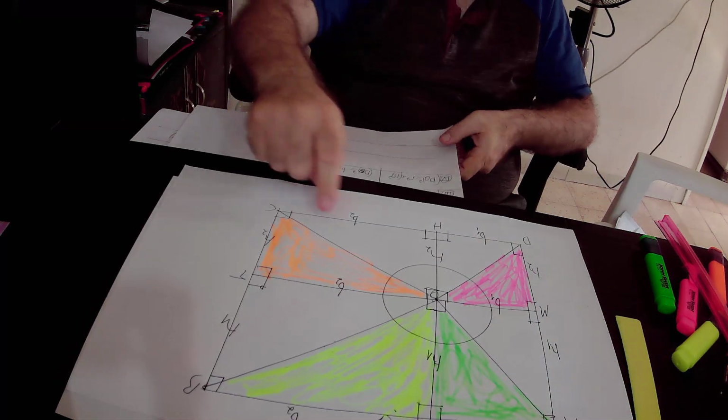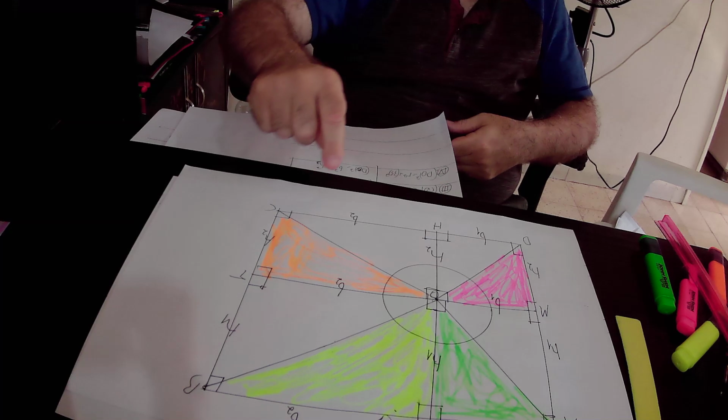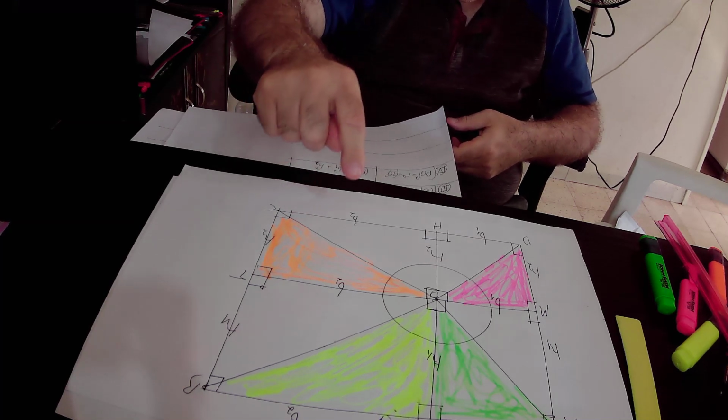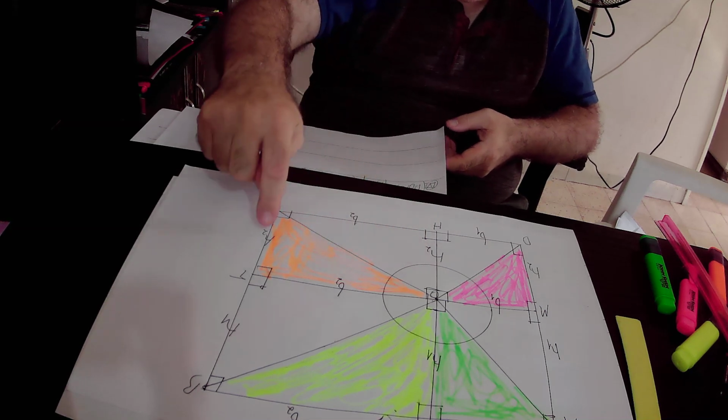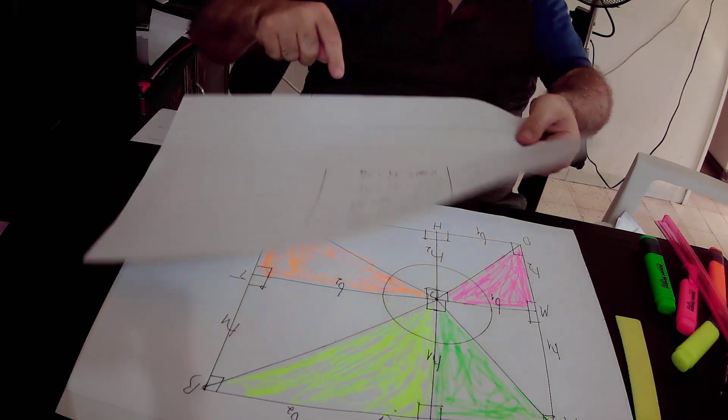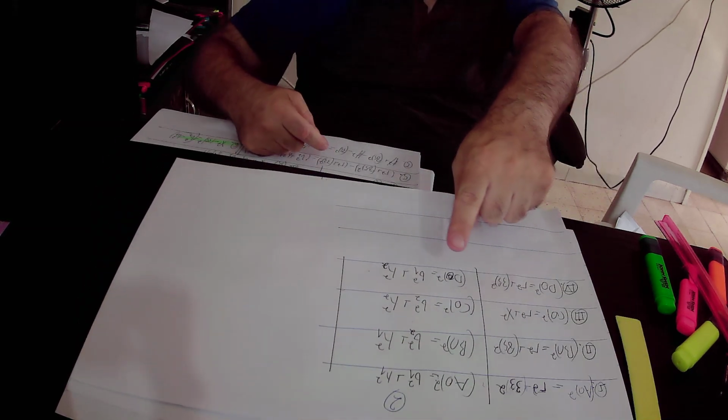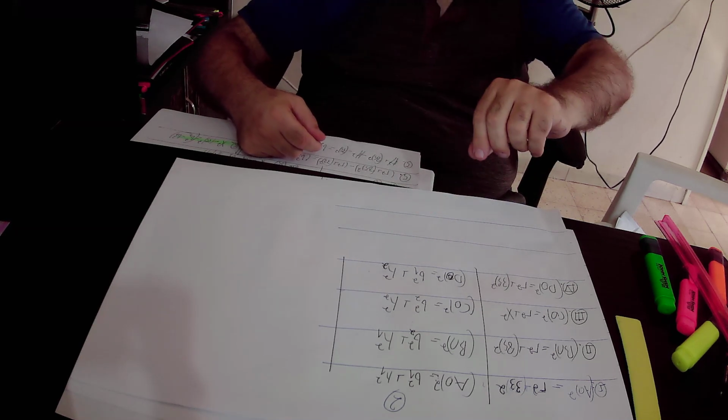Then we join points C and O together by a straight line. In this way, we created the orange right triangle OTC. According to the Pythagoras theorem, CO square equals B2 square plus H2 square. In the orange right triangle, CO square equals B2 square plus H2 square.